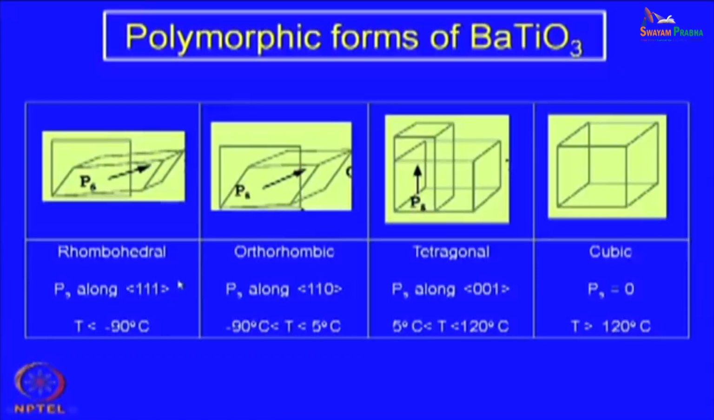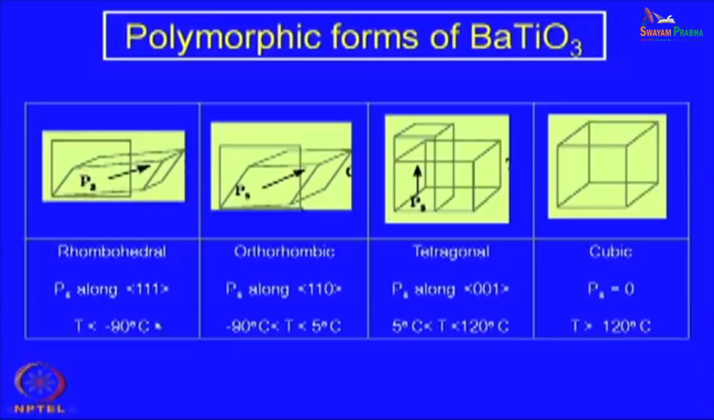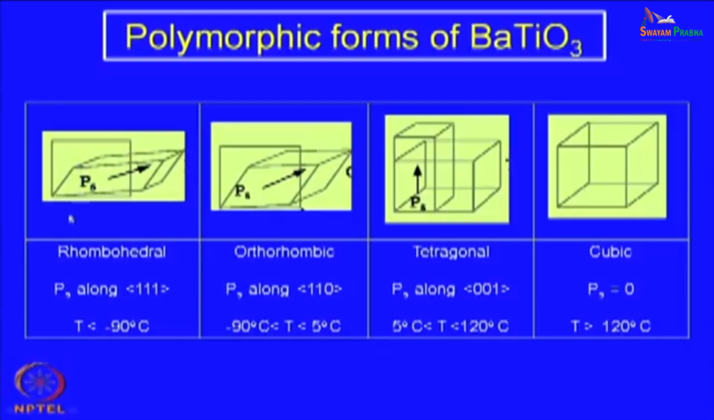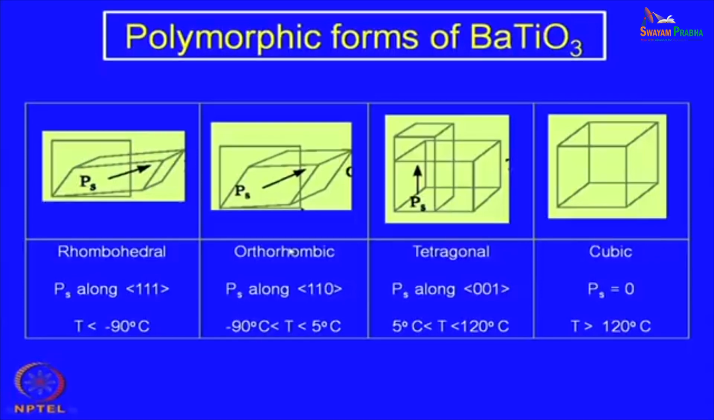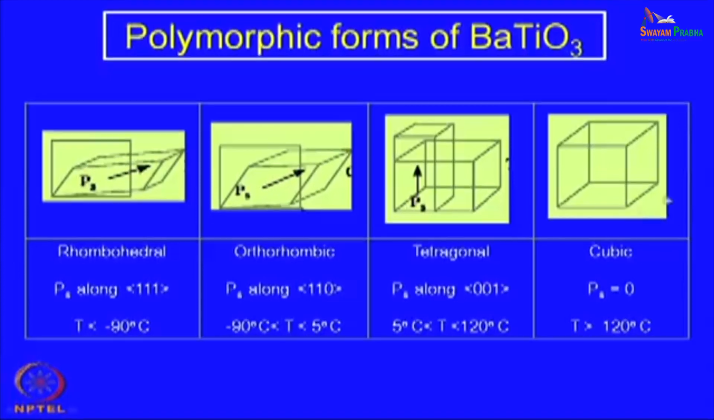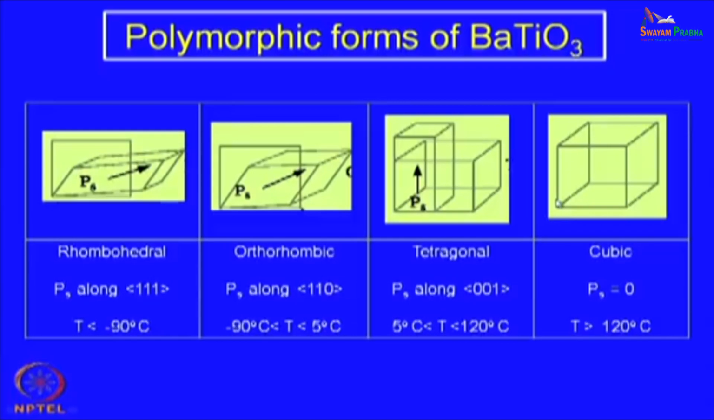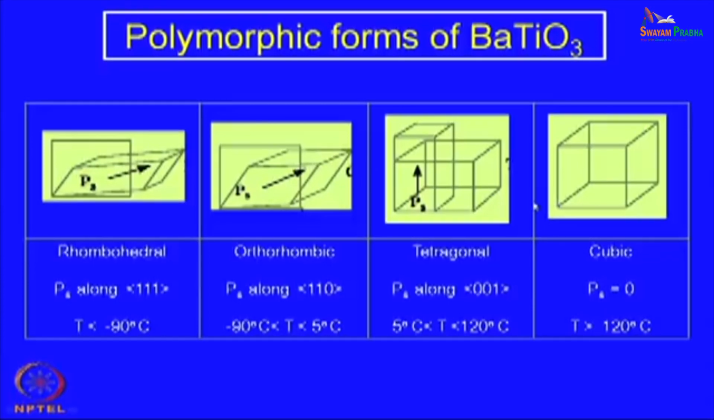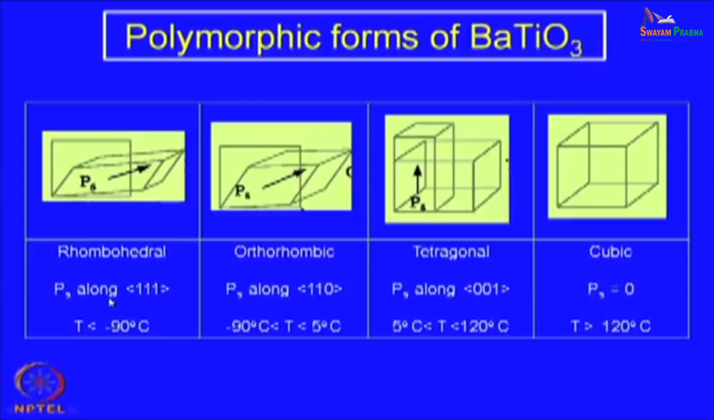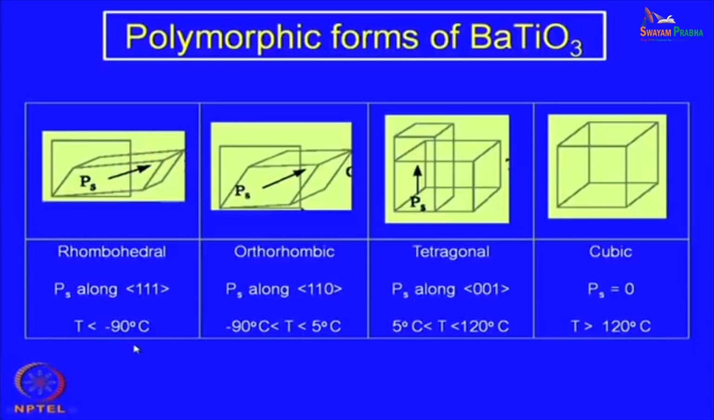If you go to a still lower temperature, below -90, then there is another form which is more stable, and the symmetry becomes rhombohedral. So, from cubic to tetragonal to orthorhombic and rhombohedral as you go down the temperature range, and in this case it has been pulled along 111, which is basically the body diagonal. 110 is along the face diagonal. Here it has been pulled along the face diagonal, and that is how the distortion comes. And if you pull along the body diagonal, then the rhombohedral structure comes. So, the spontaneous polarization is along the 111 direction, and this is stable below -90 degrees centigrade.